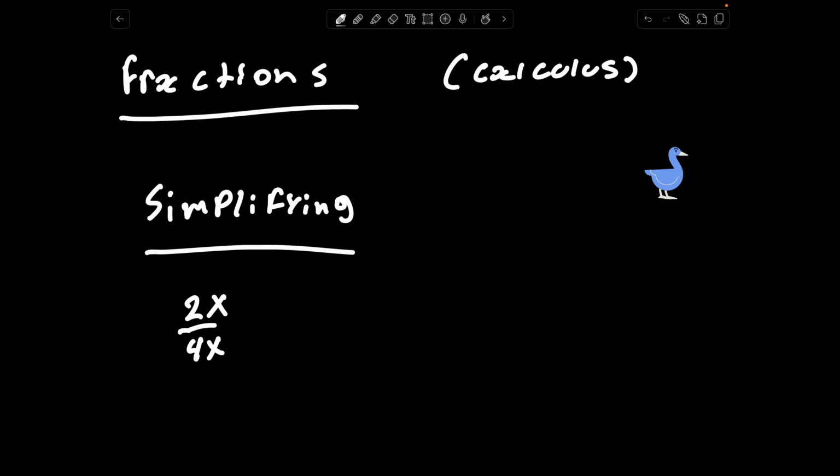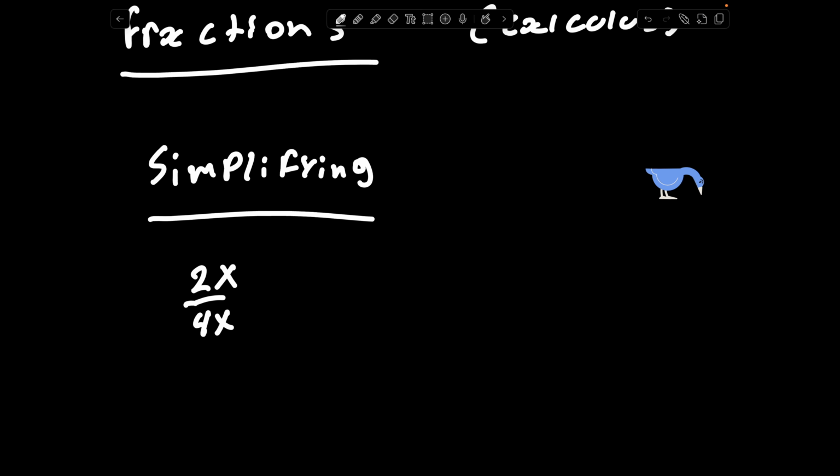So we'll go ahead and start up with simplifying. When we're given something like this, 2x over 4x, we keep it simple. You're just canceling common factors out. So we go ahead and cross out the x's on both sides, which just leaves us 2 over 4, which just becomes 1/2. That's simple.